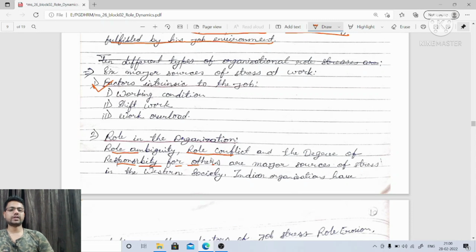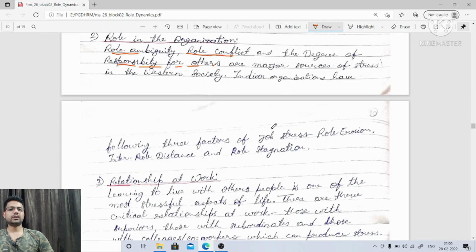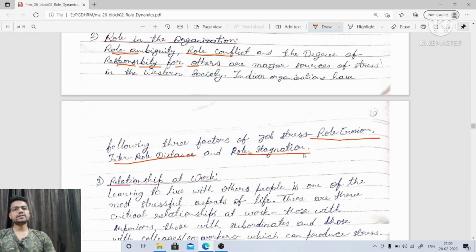Now, in Indian organizations, you see here, Indian organizations have the following three factors of job stress. What are these three factors in India? Role erosion, inter-role distance, and role stagnation. So these are three factors which cause stress in Indian organizations. First, given role erosion: whatever role a particular person possesses, if the responsibility is going to be decreased, then the person may feel stressed due to the decrease in responsibility. And second, given inter-role distance.